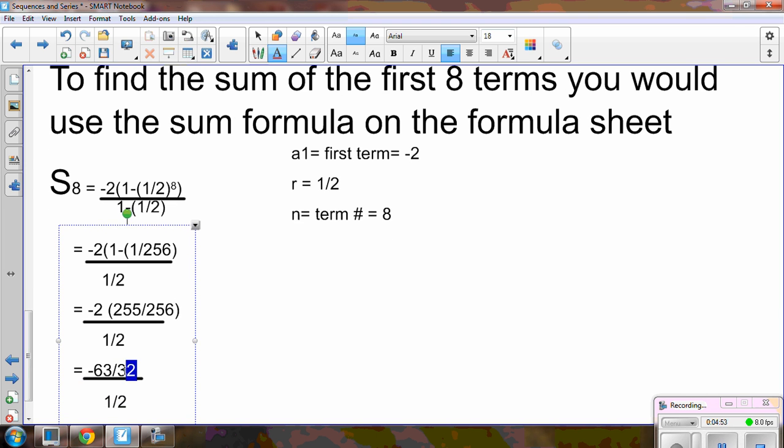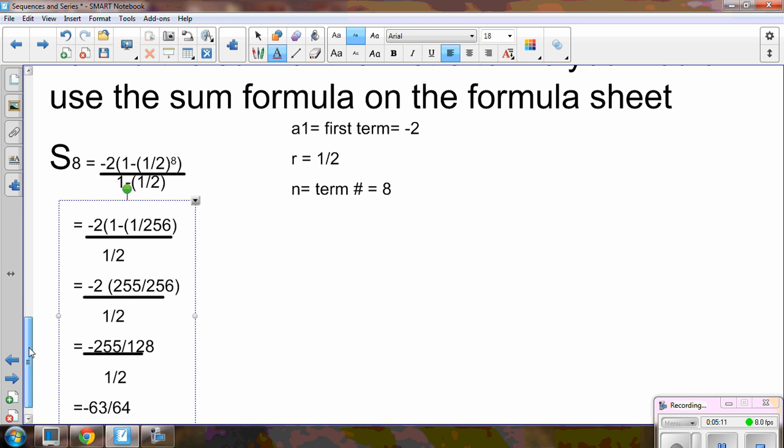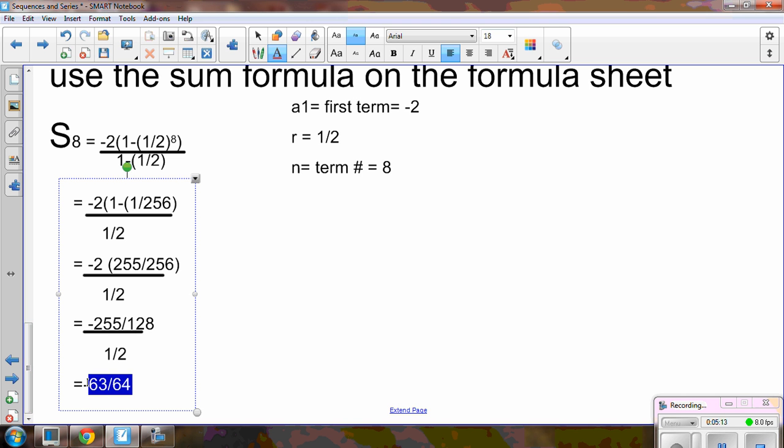It's just going to give me a minute to clean this up. So we have negative 2 times this, so we're going to have negative 255 and then divide that by, when I simplify it, it'll give us a 128. We divide that by 1/2, which is the same as multiplying by 2. So we get negative 255 divided by 256. And this is our final answer here.